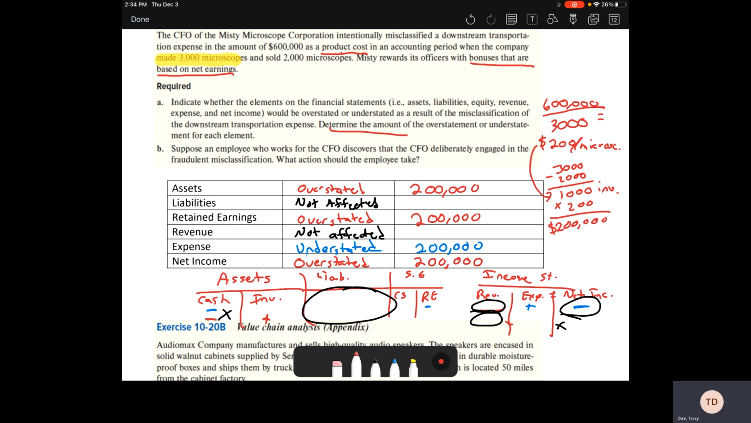So then the question for Part B says, suppose an employee who works for the CFO discovers that they deliberately engaged in this fraudulent misclassification. What action should the employee take? Well, there are a couple of things. The first thing you could do is discuss the matter with the person who's one level above the CFO. That would probably be the CEO or some actual owner, someone who's just one level above them.